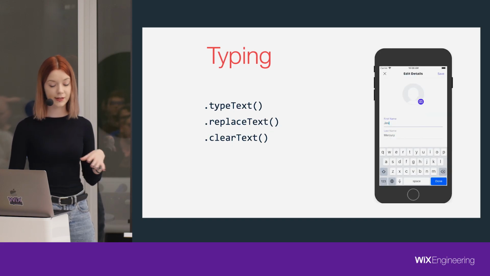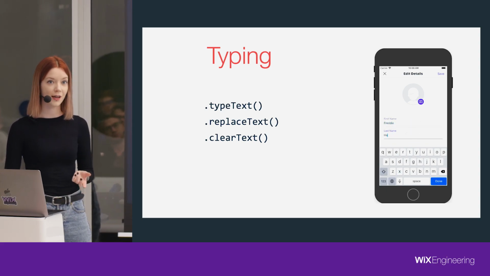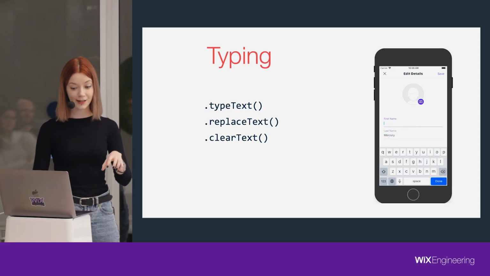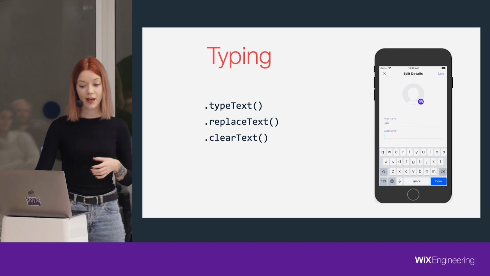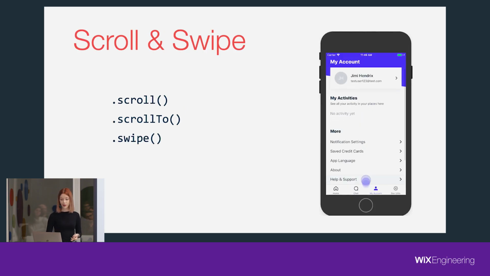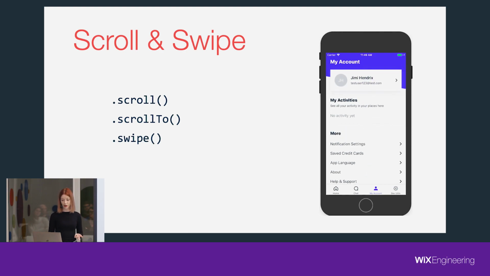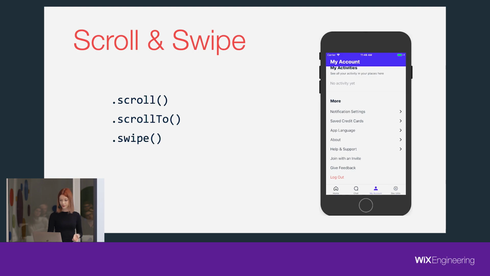Then typing, you can type text one by one. You can replace text, which works as a paste in a text field, and you can clear text, which is very useful if you want to start your typing fresh every time. Scroll and swipe, there's not really much to add to this one.